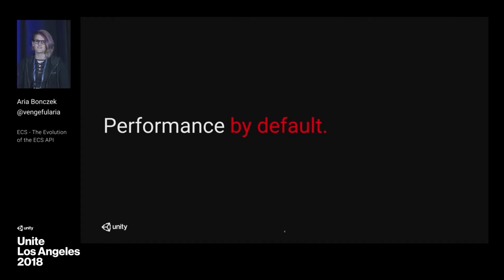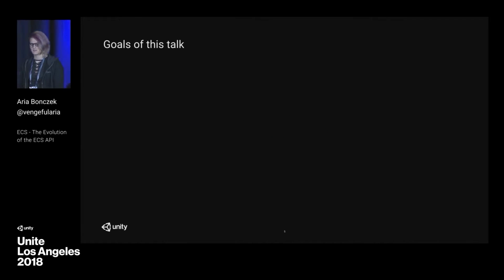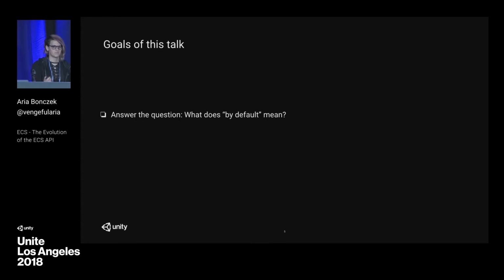The APIs and the tools that you use to develop your games are the direct interface. It's the first thing. If you can't even build something out of the APIs that exist, then you don't have to worry about performance because you haven't built anything. There's no game. So I wanted to talk a little bit about that today. In this talk, I want to clear up a little bit about what we mean by "by default," and answer that question.